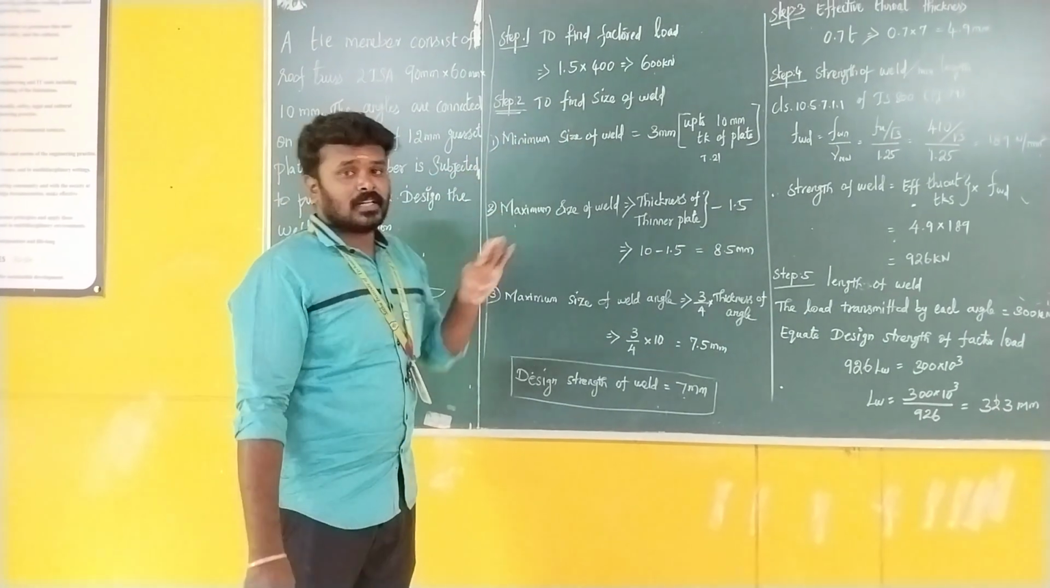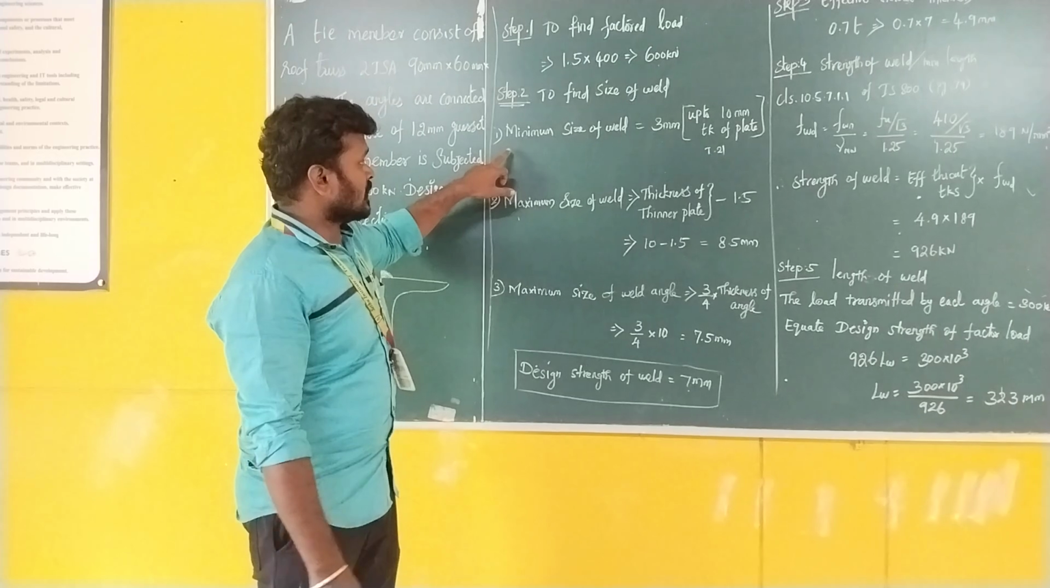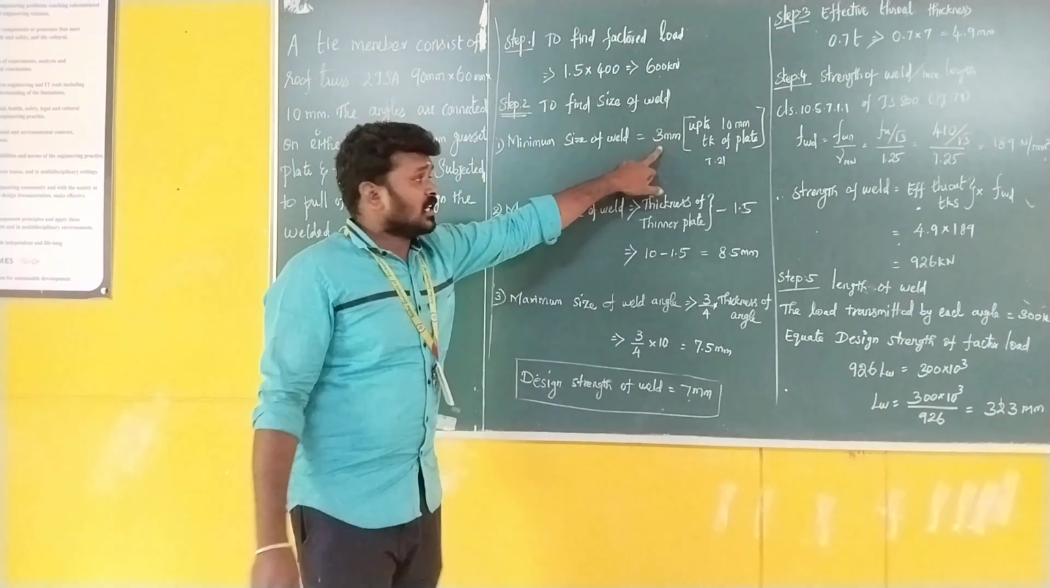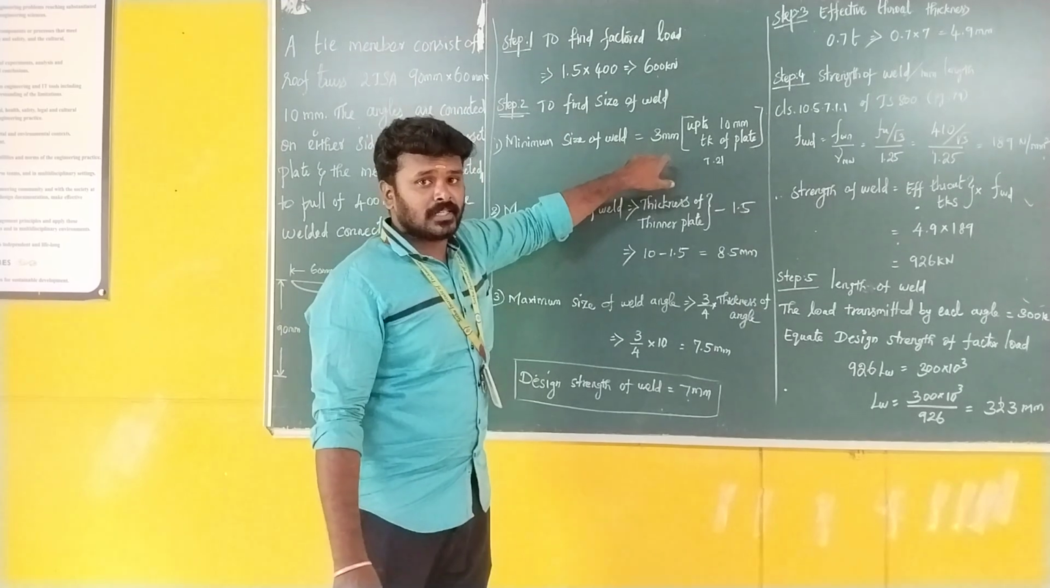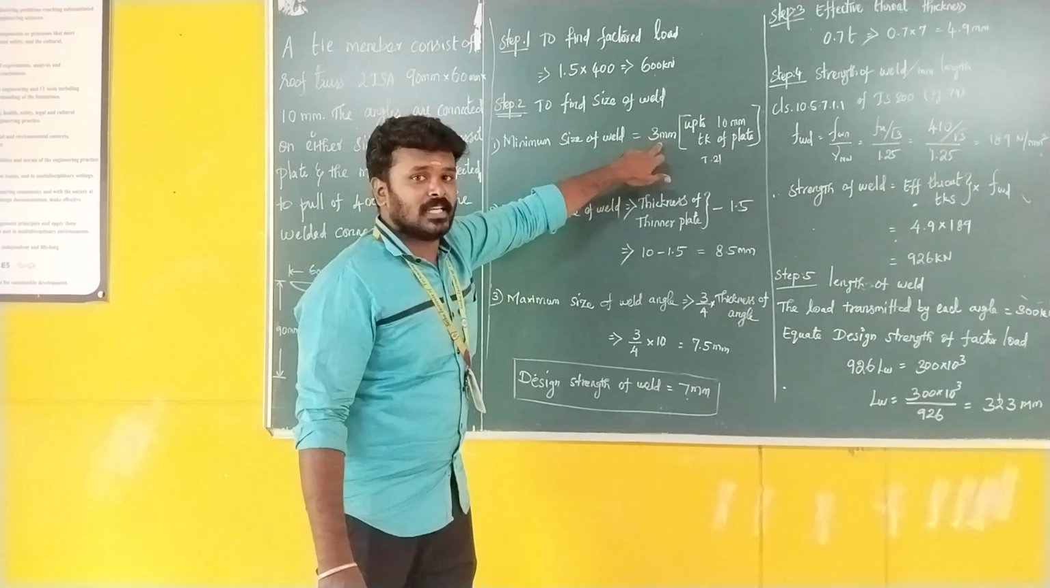In size of weld, there are three conditions taken from IS 800. The first condition is the minimum size of the weld. This value is taken from IS 800 up to the thickness of 10 mm. The minimum size of the weld is 3 mm.